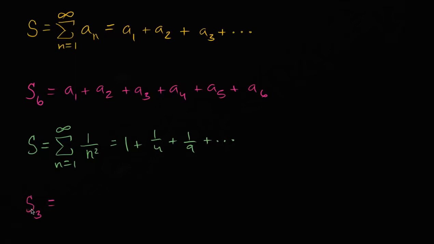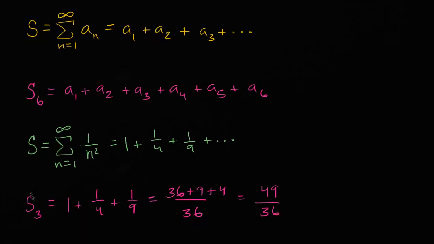I encourage you to pause the video and try to work through it on your own. Well, this is going to be the first term, 1, plus the second term, 1/4, plus the third term, 1/9. It's going to be the sum of the first 3 terms. And we could figure that out. Let's see if we have a common denominator here. It's going to be 36. It's going to be 36 36ths plus 9 36ths plus 4 36ths. So this is going to be 49 over 36.